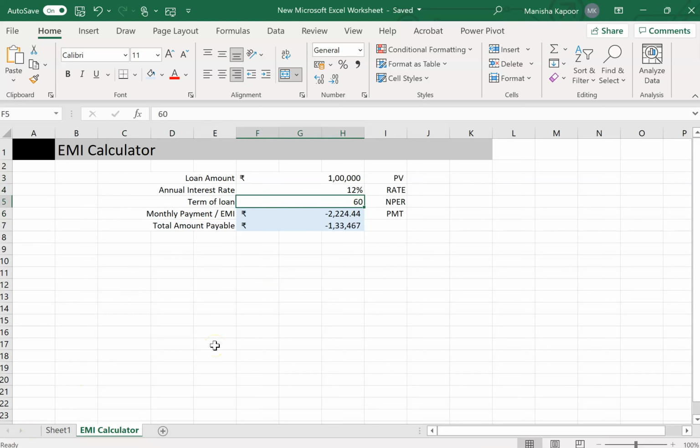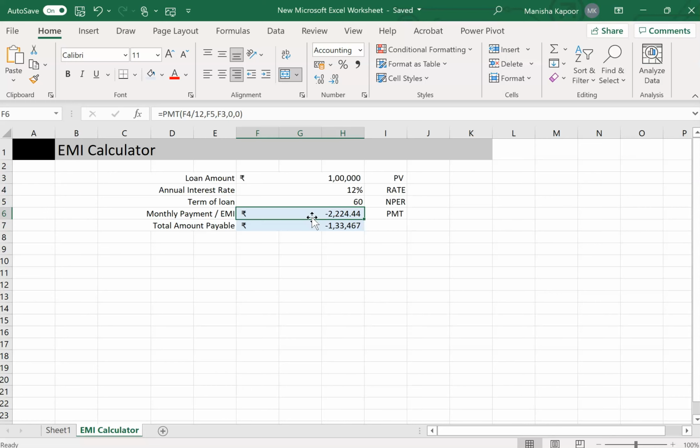Thank you. Next, we'll discuss this NPER formula. Let's say the bank is not ready to negotiate the 12% interest rate, but you don't have the capacity to pay 2,224 in monthly EMIs, and you can't pay more than, say, 1,500 as EMI every single month. So if there is no change in the annual interest rate, which is 12%, and you can pay only 1,500, the number of periods will increase, because the EMI now will decrease.